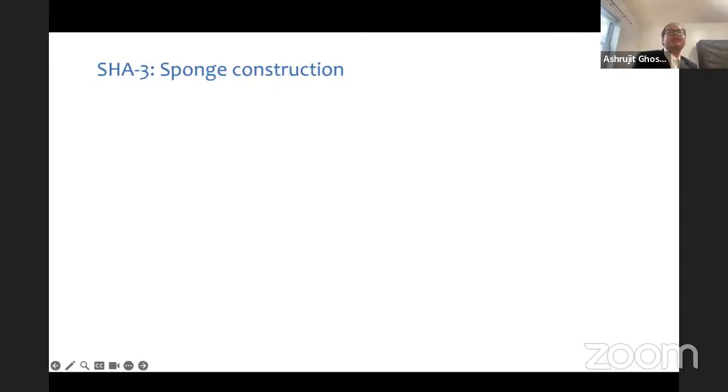To do so, I need to first introduce to you the structure of SHA-3, at least a simplified version. It is based on what is known as the sponge construction.